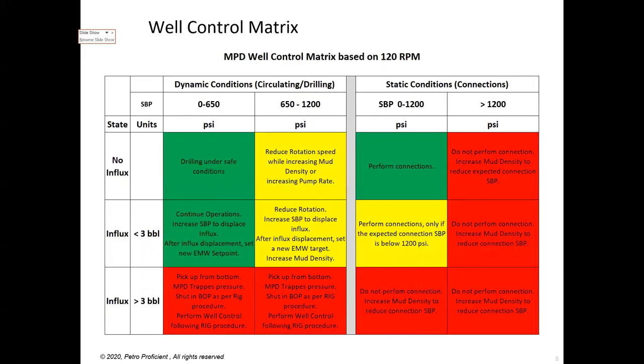Here is a typical example of a well control matrix that we will discuss today. If you have a case where you are drilling with no influx and your surface pressure is in the range of 0 to 600 psi, then you are drilling in a safe condition and no action is taken. Further, if you are drilling from 650 to 1200 psi, you reduce your rotation speed and increase your mud density or increase your pump rate.